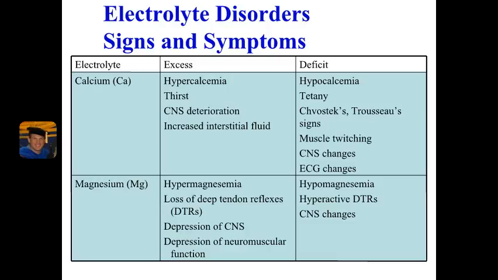Now, tetany is not the same as tetanus. Tetanus is a disease caused by a bacteria. Tetany is just muscle spasm. It is a symptom of tetanus. So on the test, if you put down tetanus, you will not get credit, because it's not tetanus. There's no infection here. Capiche? Some other signs: muscle twitching, central nervous system changes, and ECG changes. Now, low calcium is especially dangerous in the presence of high potassium. So, low calcium, high potassium, bad juju.